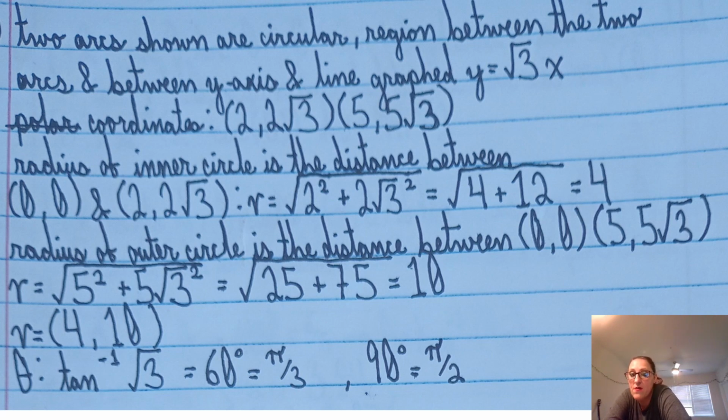Radius of the outer circle is the distance between (0, 0) and (5, 5 square root 3). r equals the square root of 5 squared plus (5 square root 3) squared, which equals the square root of 25 plus 75, which equals 10. So r goes from 4 to 10. Theta equals arctan square root 3 equals 60 degrees equals pi over 3. 90 degrees equals pi over 2.